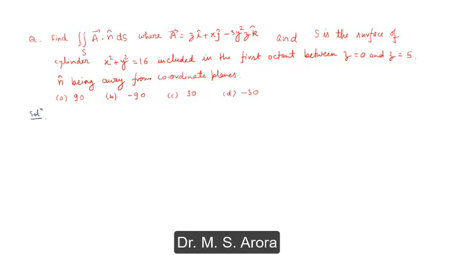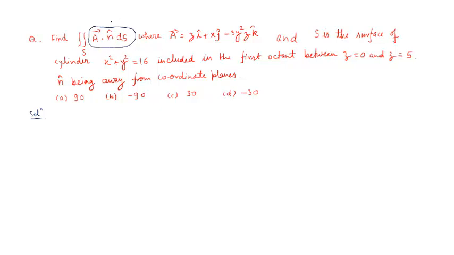In surface integrals, we have two methods. Either we can proceed directly or we can solve them using Gauss Divergence theorem and Stoke's theorem. In this particular problem, the nature of the problem is such that we have to find the surface integral A dot n ds. It means that either we'll be using the direct method or we will be following Gauss Divergence theorem.